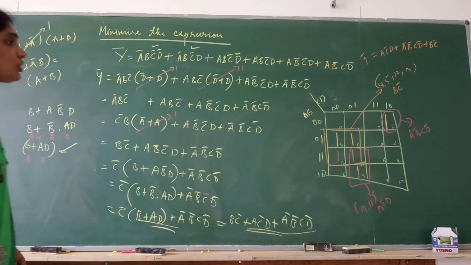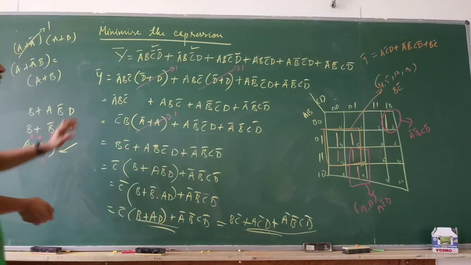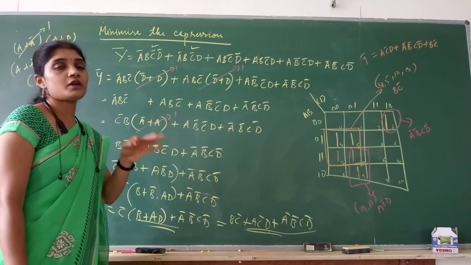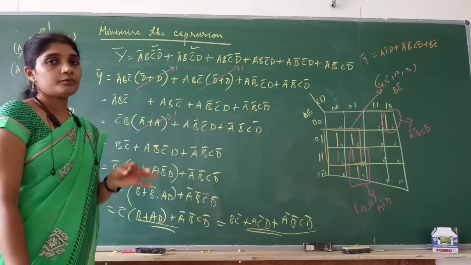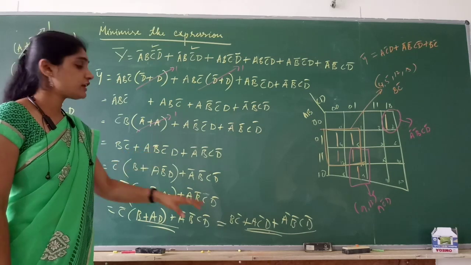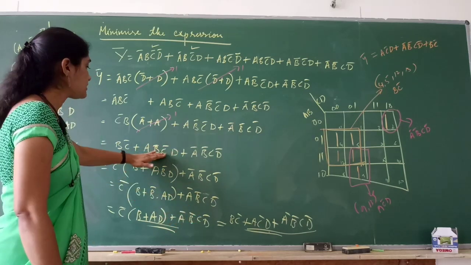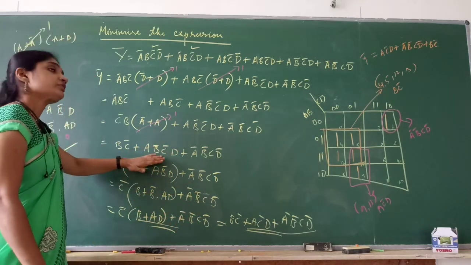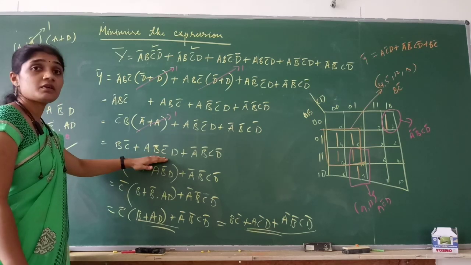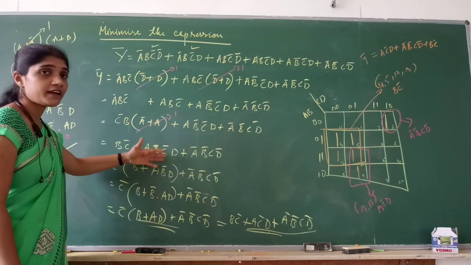See, in both we have got the same equation, but when you use Boolean algebraic properties, we should be knowing each and every property of Boolean algebra. Otherwise, it is very difficult to get the simplified equation. You may stop at this point. You may feel that this is the simplified equation, but this is not the simplified equation. We can still simplify it further.